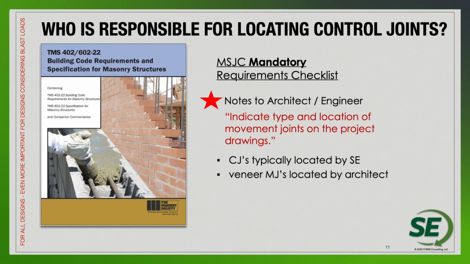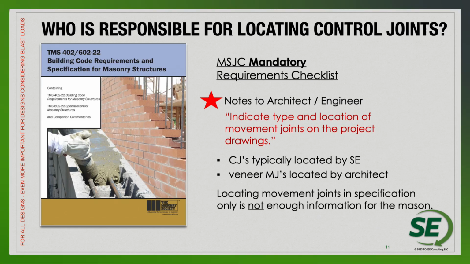Goes without saying, when we talk about movement joints, and we've already talked about a few things that are pretty critical to the overall capacity of masonry based on movement joint locations, well, then don't you think it would be essential that we definitively define where those movement joints are located on plans, or definitively define where they are not to be located on plans? So it's going to be the responsibility of the designers to specifically locate them.